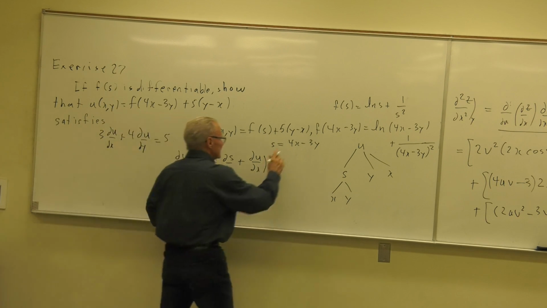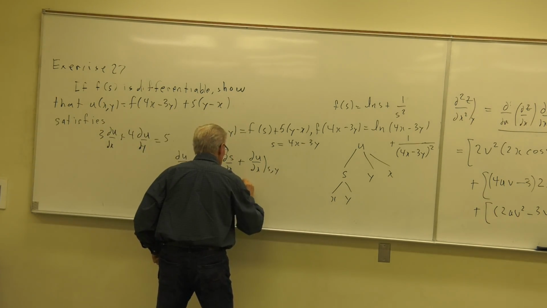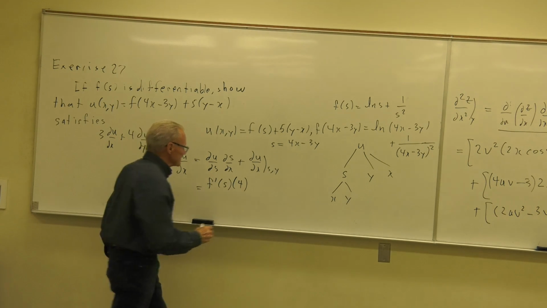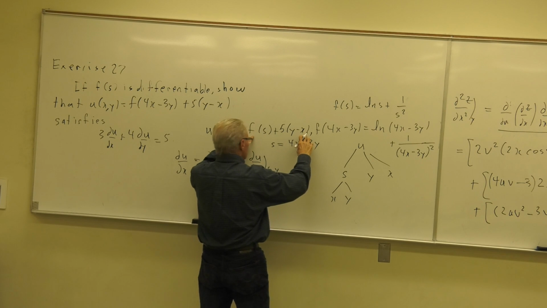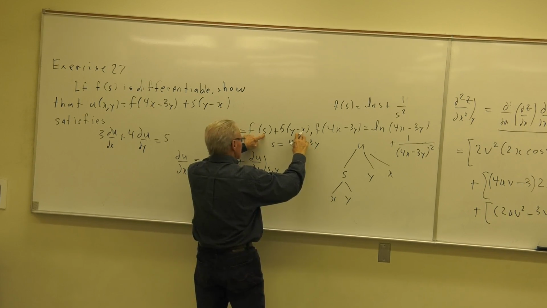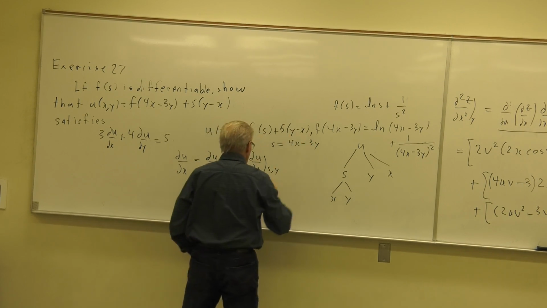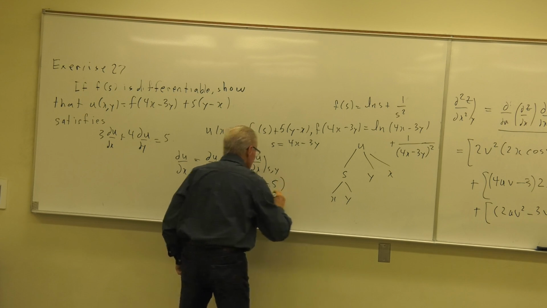Then ∂s/∂x. That means differentiate this, 4, plus this one. Differentiate this with respect to x, holding s constant, holding y constant. How about then minus 5? How does that look?